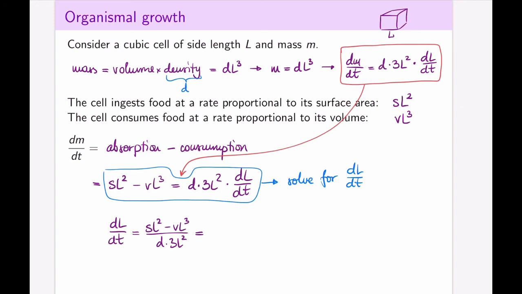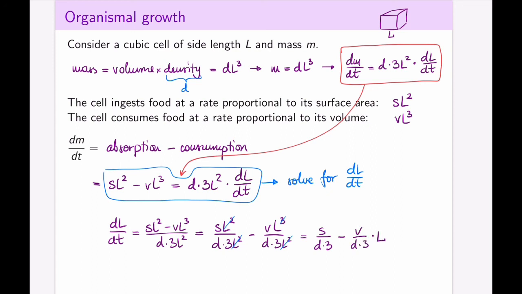Now notice that I have a bunch of terms that involve L, and in particular L squared. So what I can think of here is just splitting up these fractions across the bottom, kind of like undoing the common denominators. So I'm going to have SL squared over D times 3L squared minus VL cubed over D times 3L squared. I notice here that I can simply cancel out the L squares and that will go away. Here, I can cancel out some of them, but not all. So what I'm going to have left is S over D times 3 minus V over D times 3 times L.